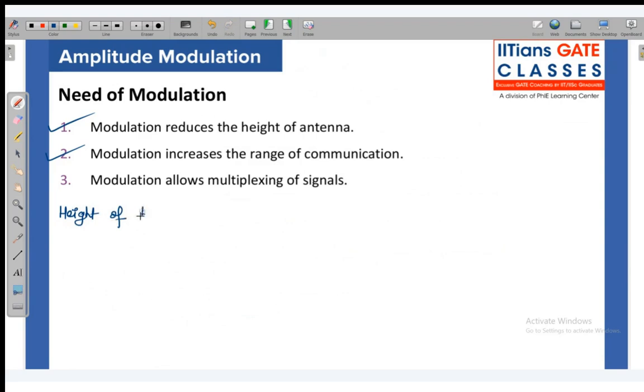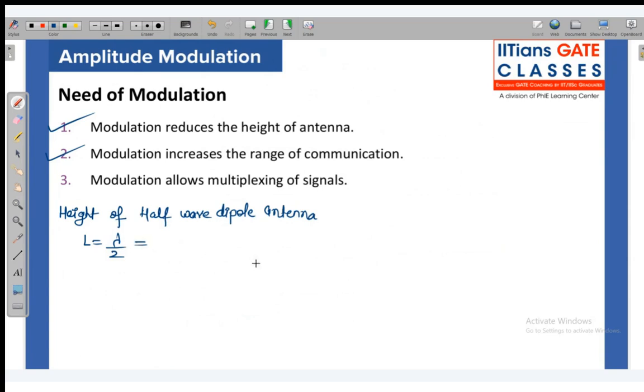Height of half wave dipole antenna. Okay, what is the height of a dipole antenna? The height of a half wave dipole antenna is given by lambda by 2. When we study electromagnetic theory, you will understand this. So the height of a half wave dipole antenna is lambda by 2.